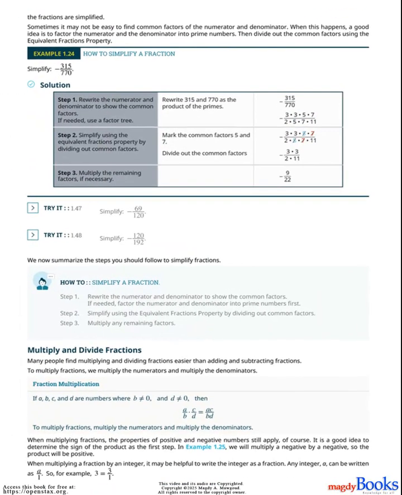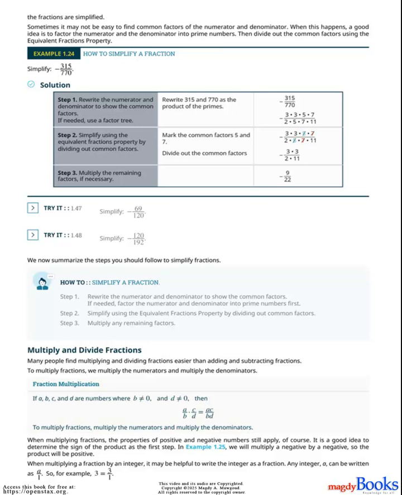Sometimes it may not be easy to find common factors of the numerator and denominator. When this happens, a good idea is to factor the numerator and the denominator into prime numbers. Then divide out the common factors using the equivalent fractions property.